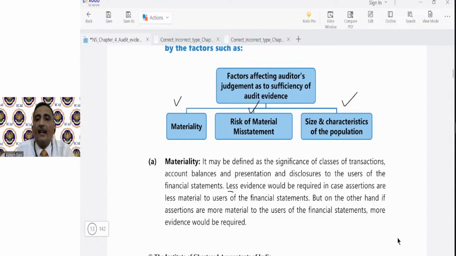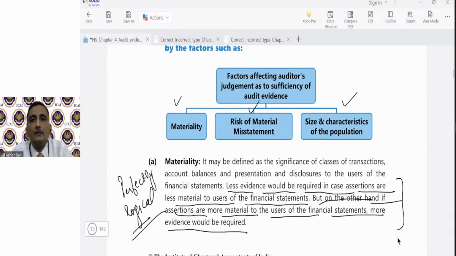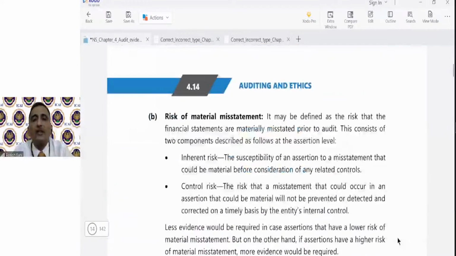So less evidence would be required in case assertions are less material to users of financial statements. But on the other hand, if assertions are more material to users of financial statements, more evidence would be required. Perfectly logical. तो students, logical बात है ना, अगर कोई चीज ज्यादा material है तो उसके लिए ज्यादा evidence चाहिए, और अगर कोई कम material है तो उसके लिए कम evidence चाहिए.